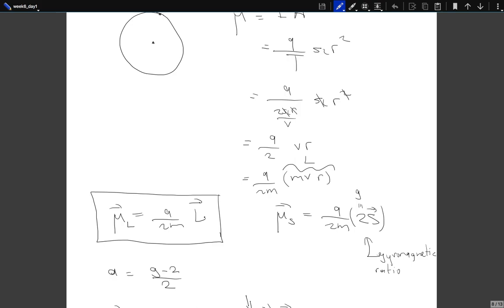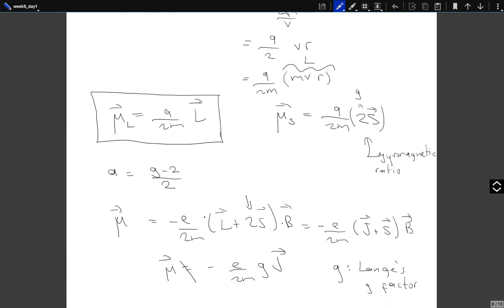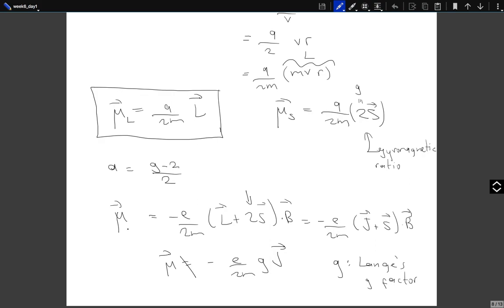When we look at the spin, this relation doesn't really hold. The contribution of the spin to the magnetic dipole moment for an electron has a proportionality constant very close to 2. It's not exactly 2, but very close to 2. So the magnetic dipole moment of an electron orbiting the nucleus in an atom is proportional to its angular momentum plus twice its spin.